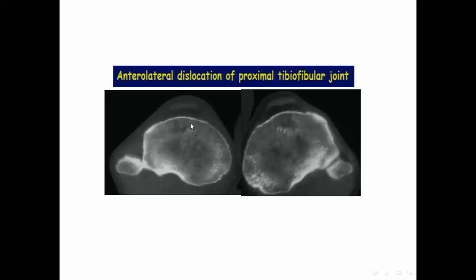Anterolateral dislocation of the proximal tibiofibular joint. The fibula should be here. It can be dislocated outward like that. This is the normal and this is the abnormal. Anterolateral, it is pushed anteriorly and laterally from its attachment.